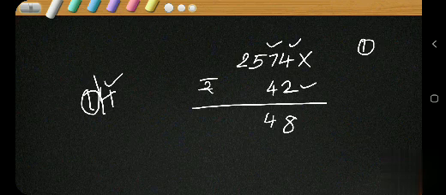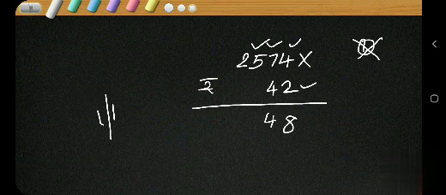Now 2 into 5. 2 5s are 10. Can we write 10 there? No. So what to do? 10 plus 1 from the working column to be added, isn't it? 10 plus 1, 11. Can we write 11 there? No. One more number 2 is there to be multiplied. So 11's 1 here and again balance 1 in the working column. Now 2 into 2. 2 2s are 4. Can we write 4 as such? No. 1 is there in the working column to be added. 4 plus 1, 5. So we have completed the first step.